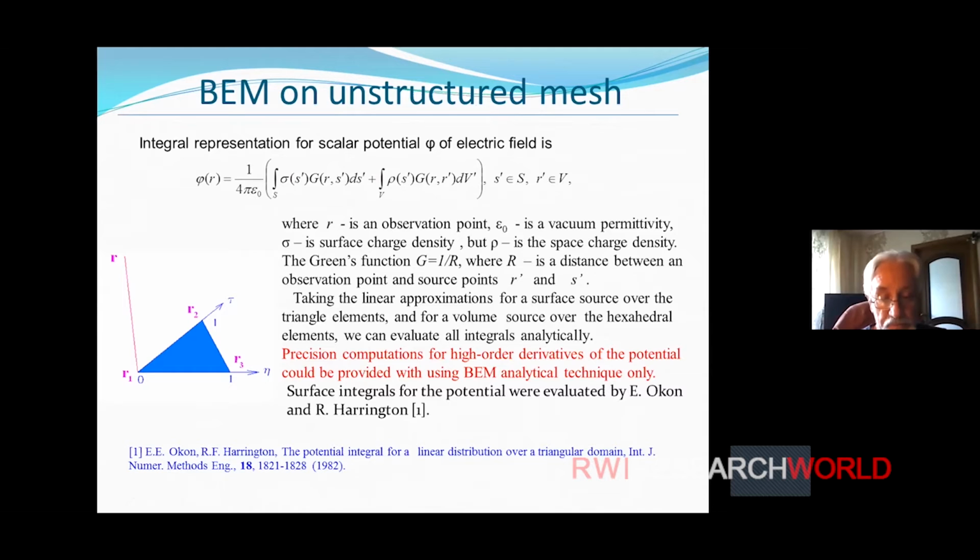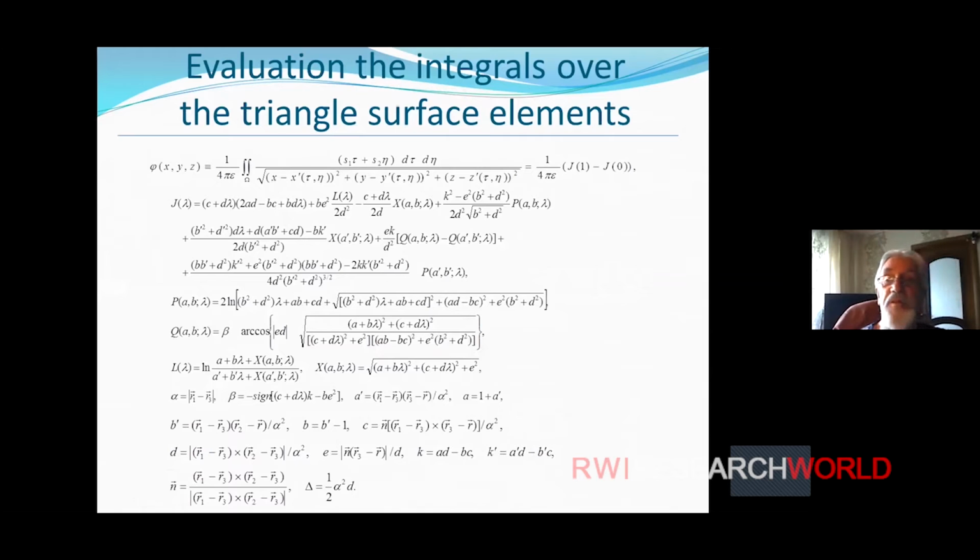An unstructured mesh can be represented by a set of triangles over the surface. And the feature of this representation is that all integrals, for example, field integrals, can be evaluated analytically, which resolves the problem of singularity. Analytical representation is not very simple, but in any case, it can be evaluated much faster than numerical evaluation of all integrals over the surface.